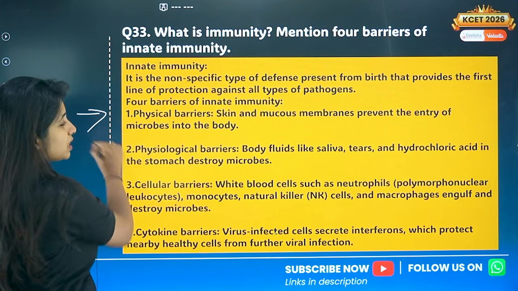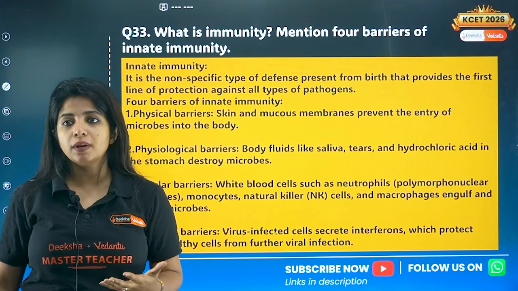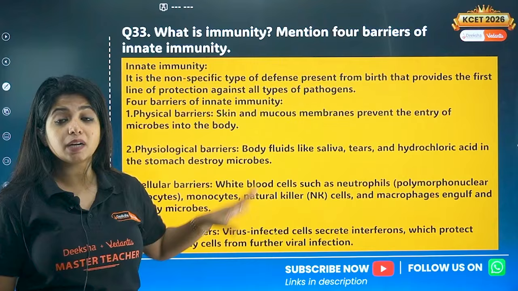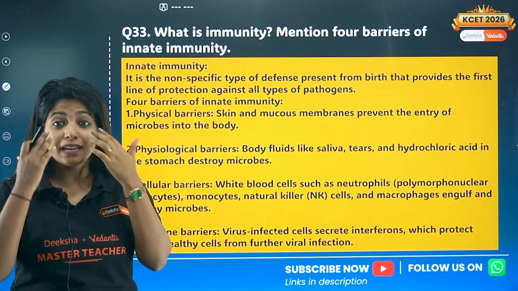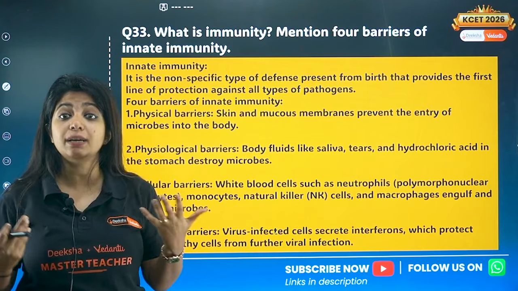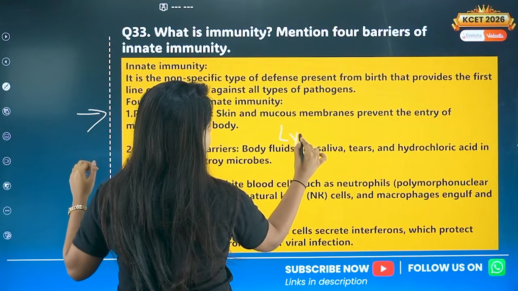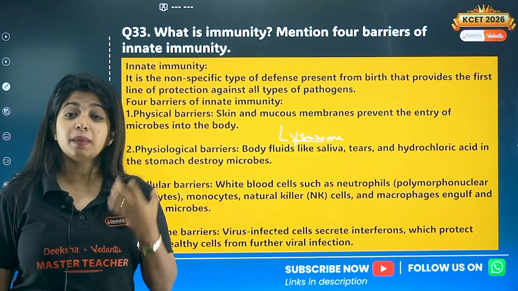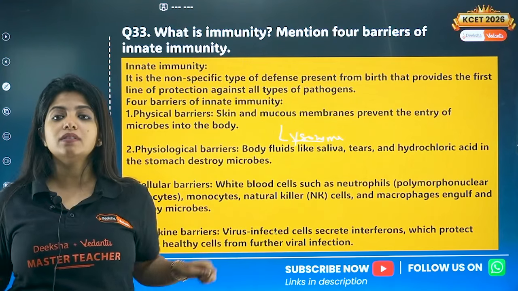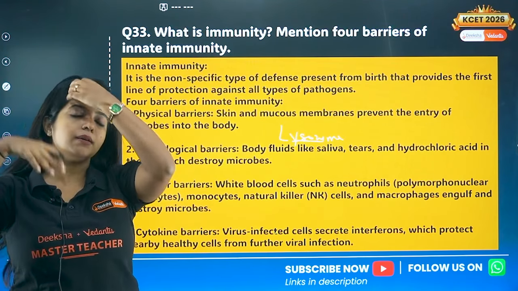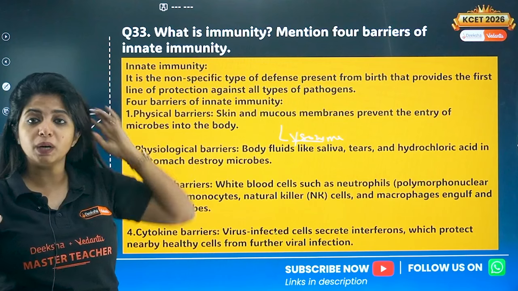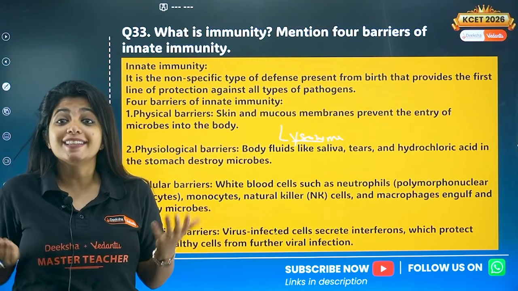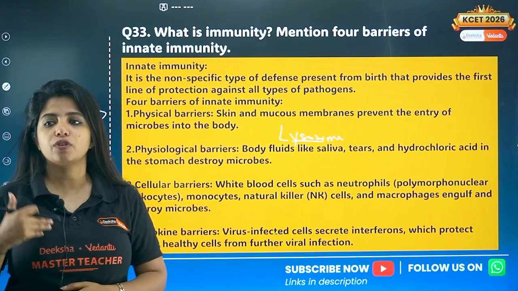The 4 barriers of innate immunity that is being asked. The first one is the physical barrier, your skin and your mucous membranes. It prevents the entry of microbes, which is why it is a physical barrier. Physiological barrier, that means the secretions out there. For example, saliva. Saliva has an enzyme, lysozyme. Okay, please write it somewhere, lysozyme. Saliva, tears, everything has an enzyme that kills the bacteria or breaks down the wall of the bacteria, which is made up of peptidoglycan. And apart from that, you have another secretion in your stomach, HCl, hydrochloric acid, my dear children, that destroys other microbes as well.